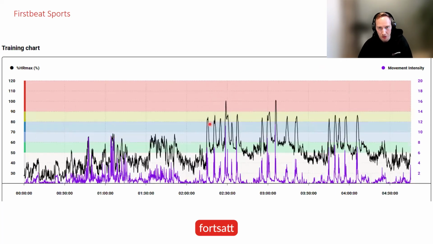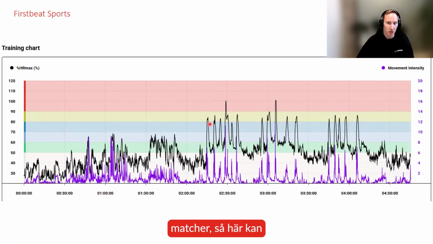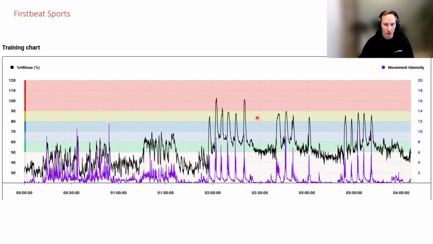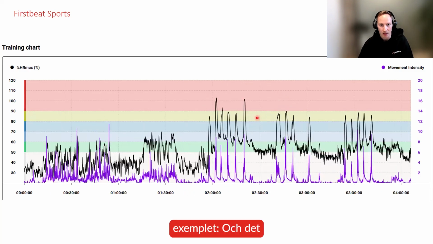And this continued for a couple of sessions, a couple of matches. So here we can see it as well, same kind of trend. And also the third example. And the coach noticed it when there was an identification that a new max heart rate was reached. And then the coach saw that it was something like 210, 218 or something like that. And that's clearly abnormal for this athlete.